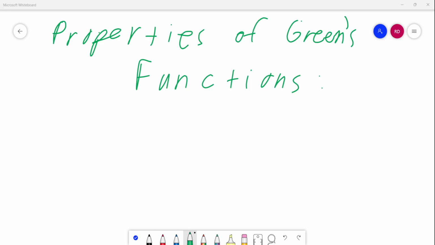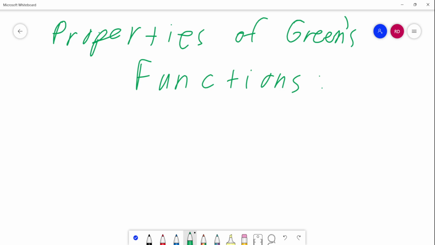Welcome back. Today we're going to close out our discussion on Green's functions. This was supposed to be a brief detour before getting back to Chebyshev polynomials, so I'm going to try to finish off everything we need to know about them. That's the theme of today.